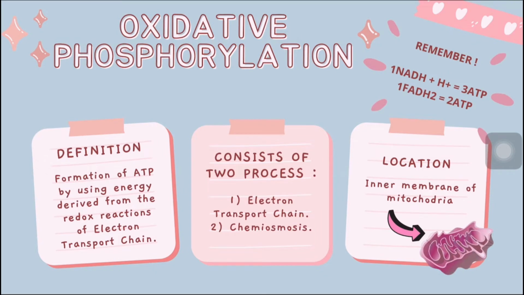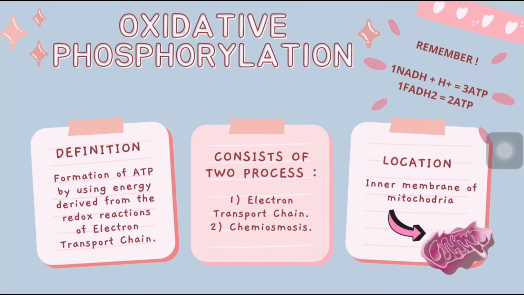Okay, next we will learn about oxidative phosphorylation. Oxidative phosphorylation is the formation of ATP by using energy derived from the redox reactions of the electron transport chain. It consists of two processes, which are the electron transport chain and chemiosmosis. It's located in the inner membrane of the mitochondria. Please remember that 1 NADH plus H plus will produce 3 ATP and 1 FADH2 will produce 2 ATP.